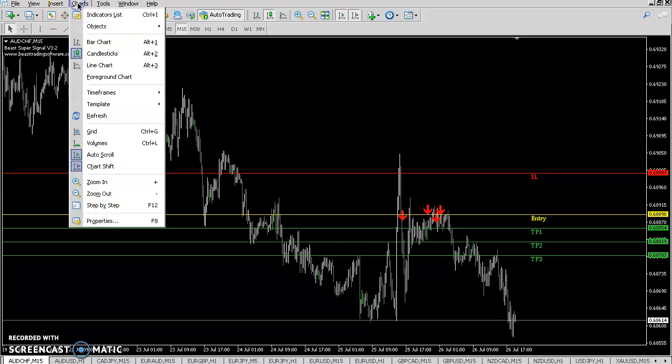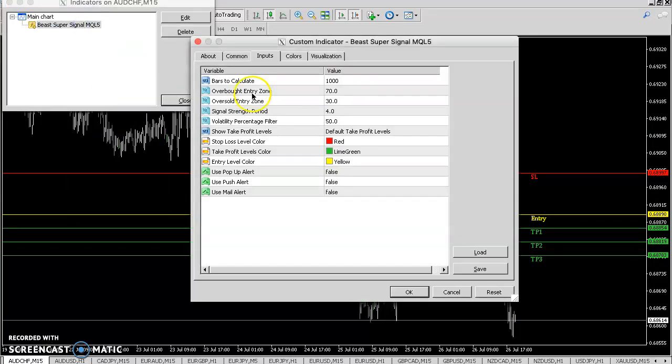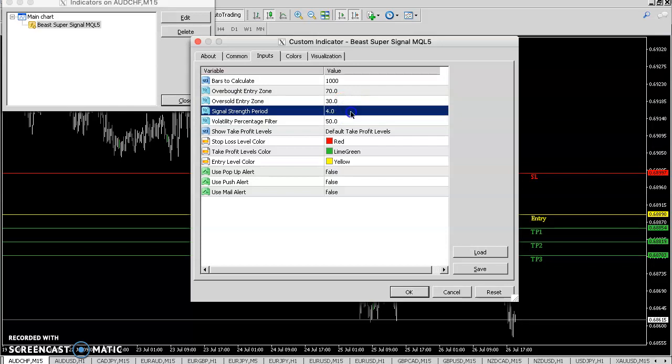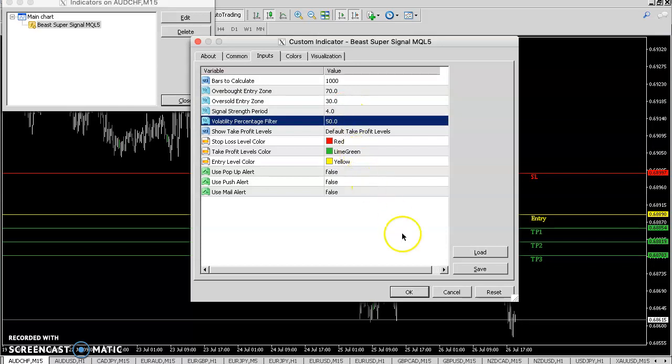First of all, I just want to show you the indicator settings itself. In this video, the settings that have been used are the default settings. The only thing which I've done is increase the bars to calculate. This is just to increase the history of the signal. So it's basically going to look back the last 1,000 bars instead of the default settings, which is 500. This is just so that I can show you more history of the signals that we've had this week. But otherwise, the default settings are being used for this video.